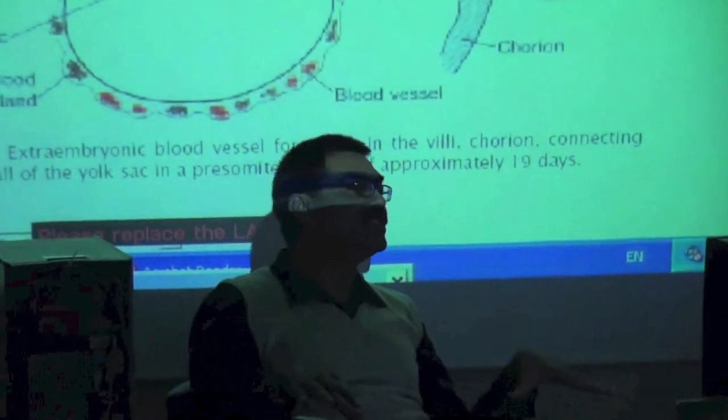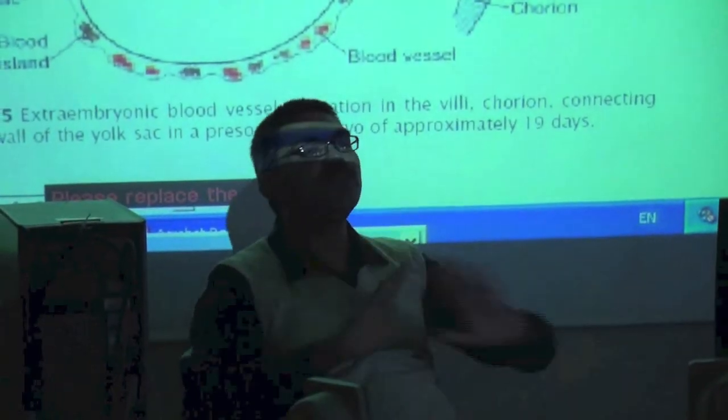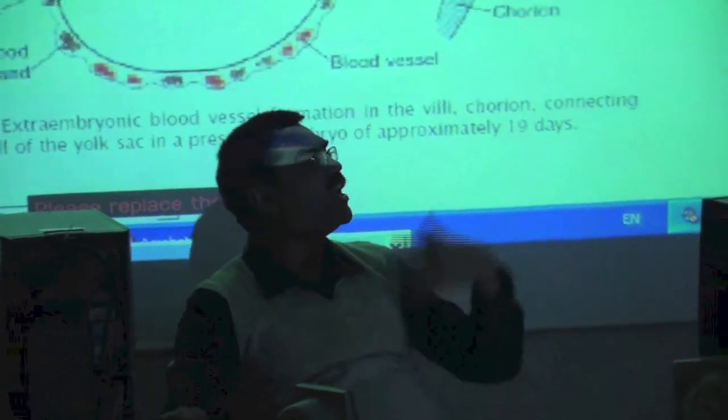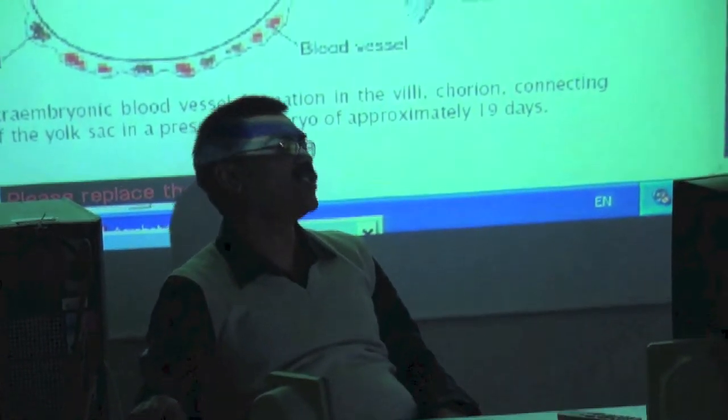But in lower animals, this will become the urinary bladder. In humans, it will not become anything. It will obliterate and degenerate and become a fibrous cord-like structure.